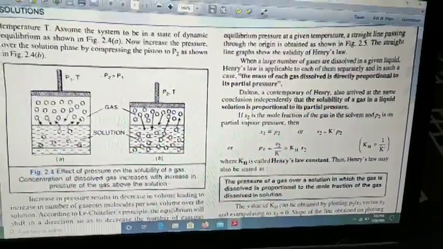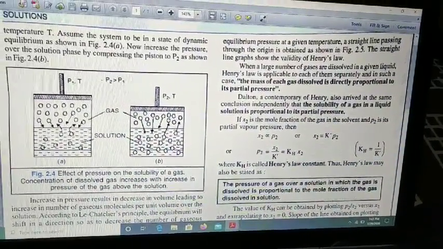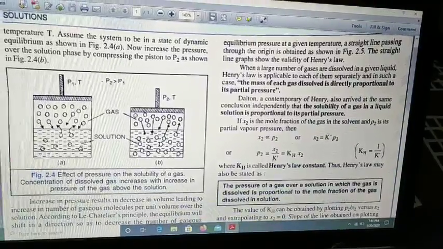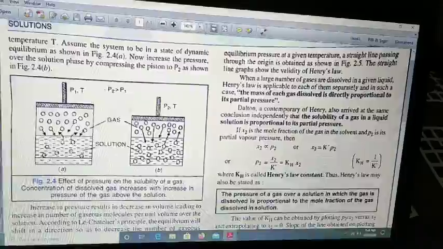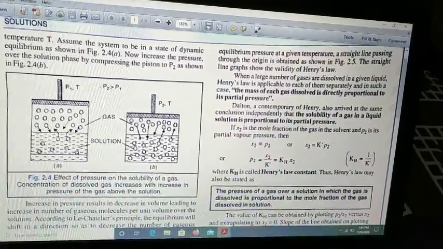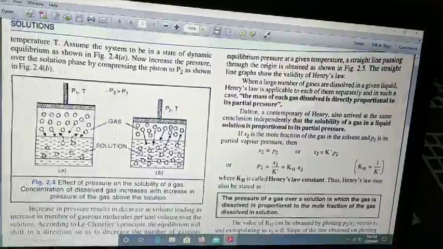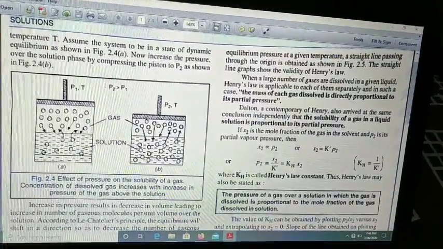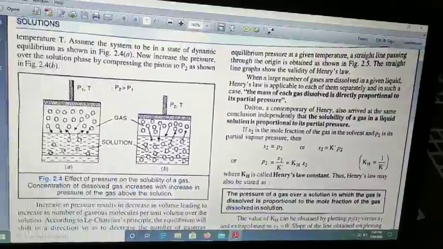Hello students, in our last class we started the second chapter of physical chemistry, that is solution, and we came to know about the important different concentration terms related to it, and we have seen the numericals as well. Now today we are going to see the solubility of gases in liquid. That means how a gas is soluble in liquids.